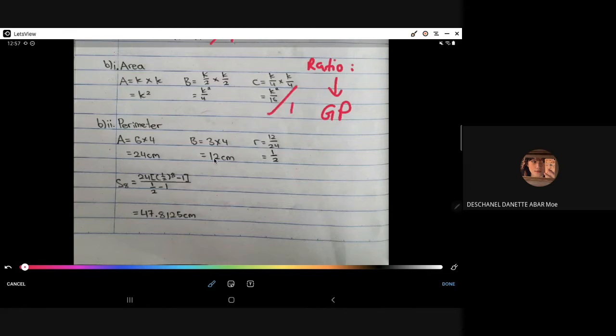And then for B2, they ask to find the sum of the first 8 squares, the perimeter. They are given k equals 6. So 6 times 4, you get 24 cm.